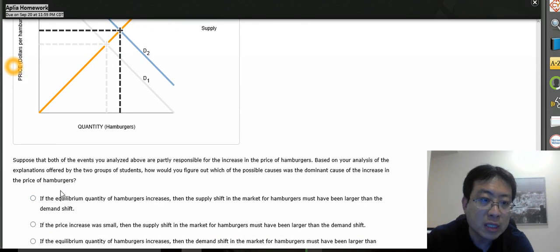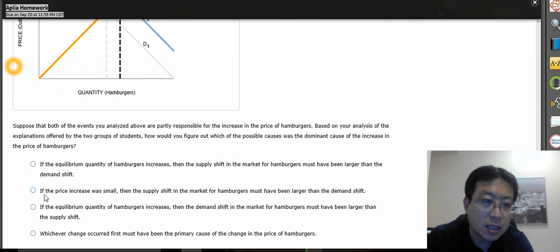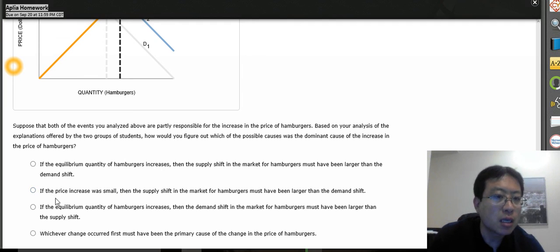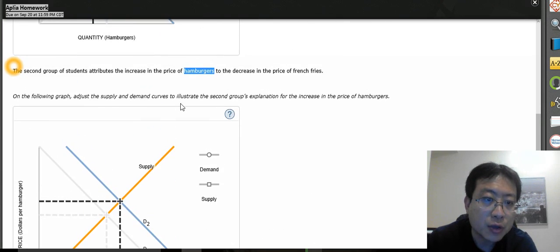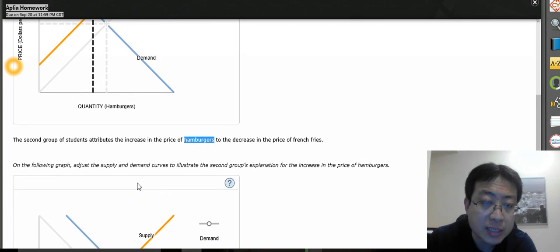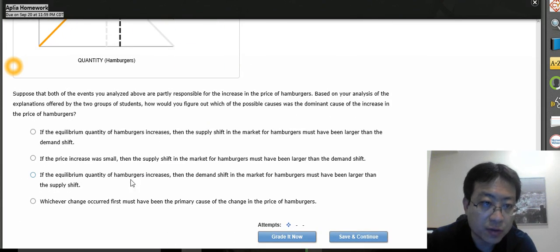So that's false. And then for the second one, it says if the price increase was small, then the supply shift in the market for hamburger must be larger than the demand shift. But that's also false. Let's come back to this part, because it says if the price increase was small, then, well, I think this is also false, because again, in both scenarios you see an increase of prices. It doesn't matter which curve you shift, so that's also false.